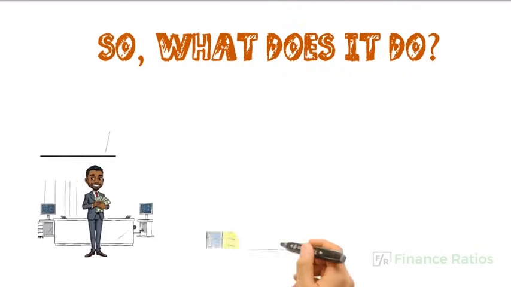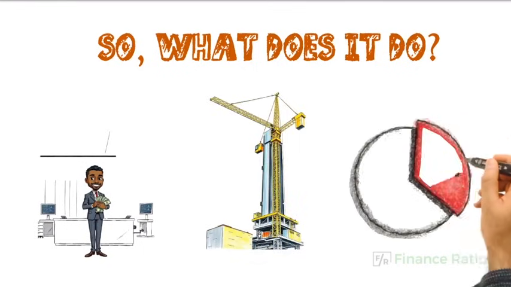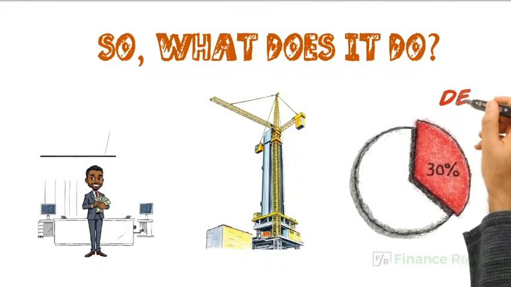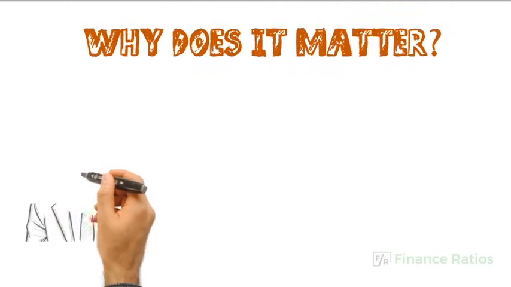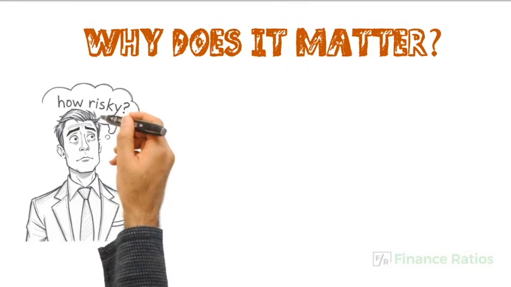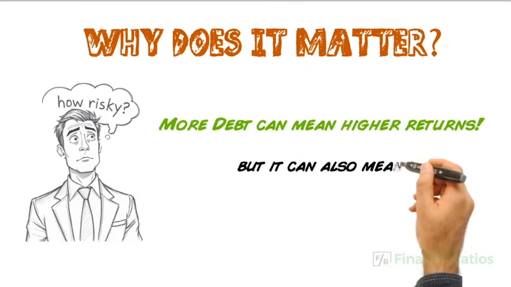Companies borrow money to grow, and the debt to assets ratio shows the proportion of a company's assets that are financed by this debt. It's a measure of leverage, similar to the debt to equity ratio. Why does it matter? This ratio helps us understand how risky it is to invest in a company. More debt can mean higher returns, but can also mean higher risk.